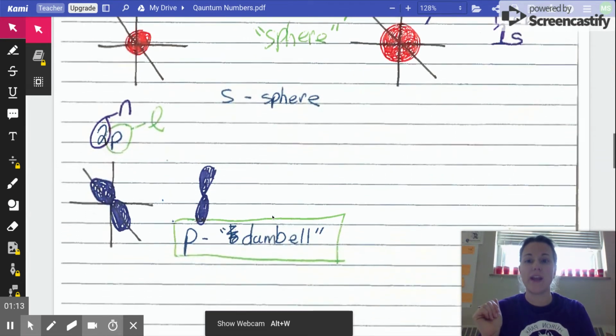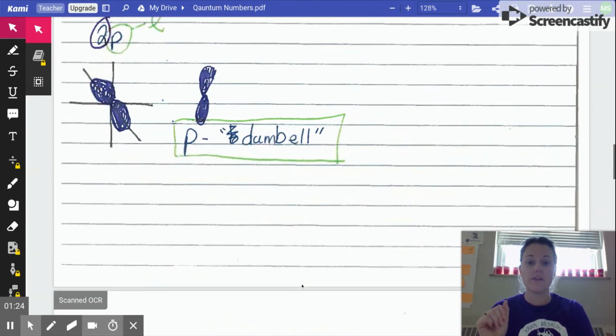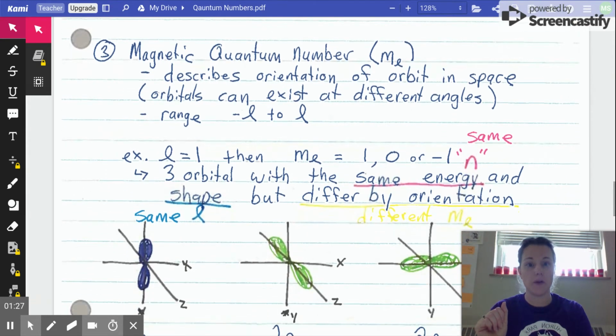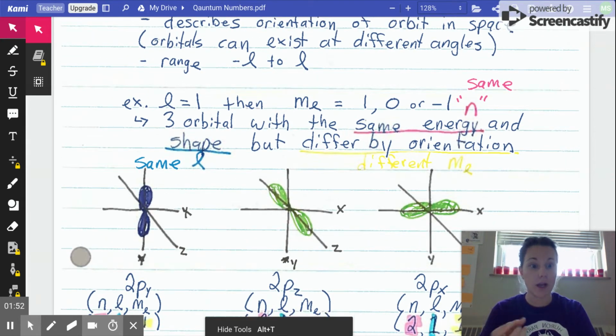And then the second shape, when L equals 1, is a P shape. So L equals 1 is P, and it is a dumbbell. So P is the dumbbell shape. The third quantum number is the magnetic quantum number. It describes the orientation of the orbital in space, because you're looking at a three-dimensional picture of the atom. And so the dumbbell can be arranged at a whole bunch of different angles. It could be on this angle or this angle or this angle. So we have to describe the orientation of the dumbbell shape around the nucleus.